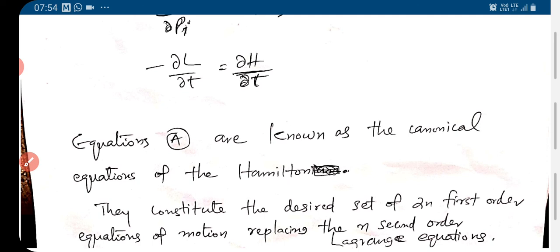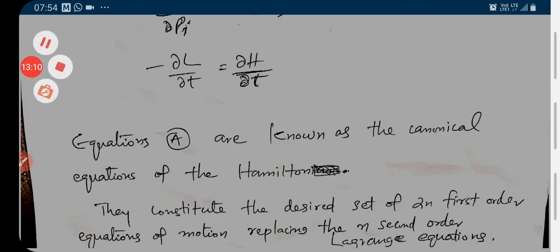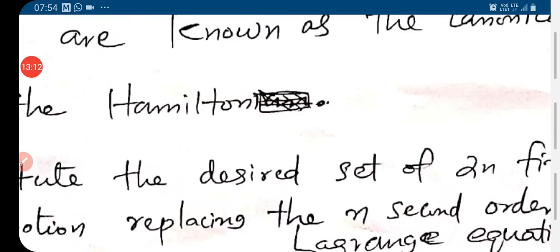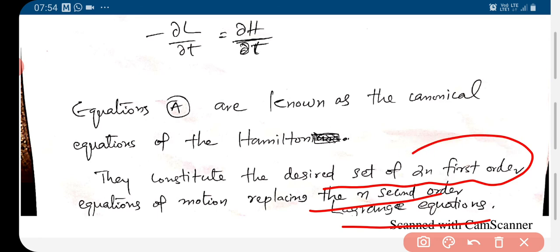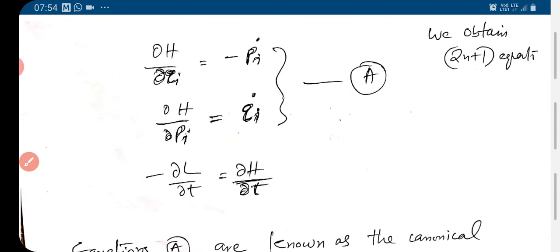So we have a set of 2n first order differential equations replacing n second order differential equations. Okay, so instead of n second order differential equations in the Lagrangian, we have a set of 2n first order differential equations. So using the Legendre transformation, we define the Hamiltonian function from the Lagrangian, and then we arrive at Hamilton's canonical equations of motion.